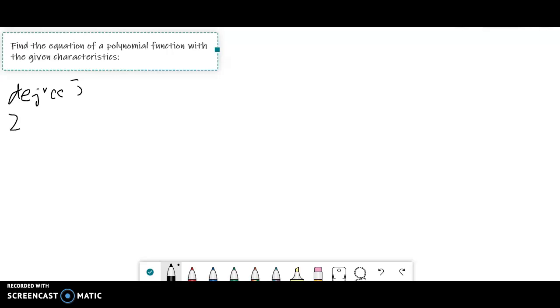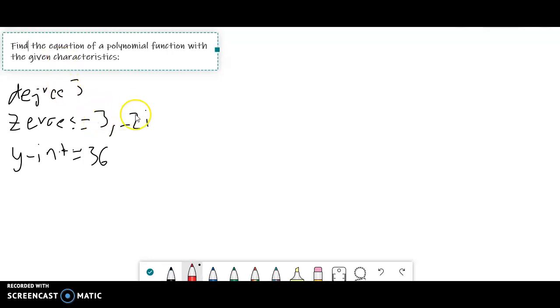This time, I'm going to have given zeros of 3 and -2i. And we're also going to be told the y-intercept is equal to 36. A little different than the last case, because if we look here, it looks like we only have 2 zeros. When we're told it's a degree 3, that should be telling us there should be 3 zeros. So we have to figure out what that third one's going to be.